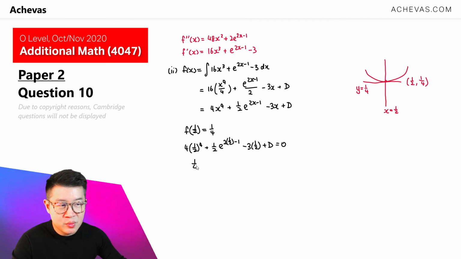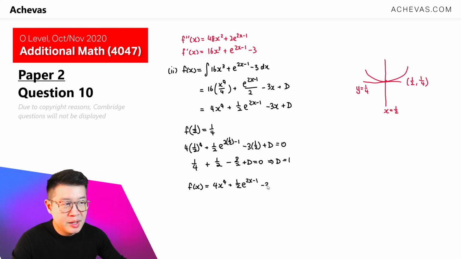So this is equal to 1/4 plus half times 1, which is half, minus 3 times 3 times 1 over 2, it is going to be 3 over 2 plus d, and this is equal to 0. This will help me to find d. D is equal to 1. So the expression for f(x) will be 4x to the power of 4 plus half e to the power of 2x minus 1 minus 3x plus d, which is plus 1.